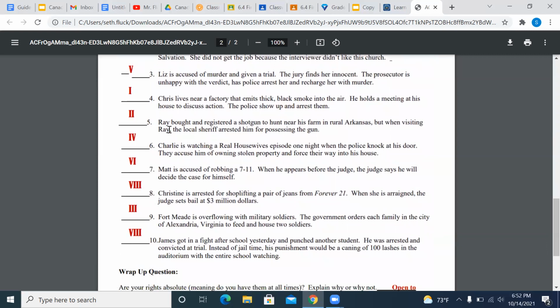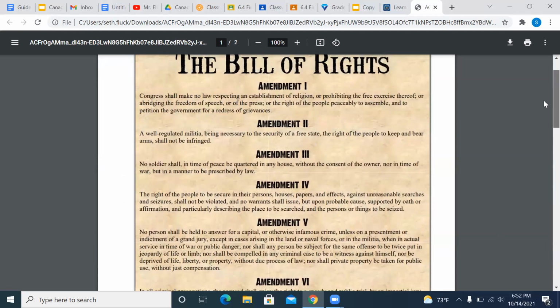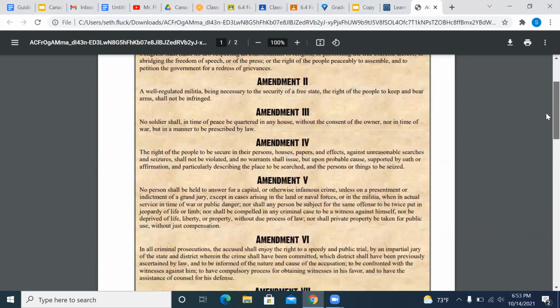Number 5, Ray bought and registered a shotgun to hunt near his farm in rural Arkansas, but when visiting Ray, the local sheriff arrested him for possessing the gun. This is a pretty easy one. This is the Second Amendment. A lot of people around here are familiar with that one. Has to do with the owning and maintenance of firearms.